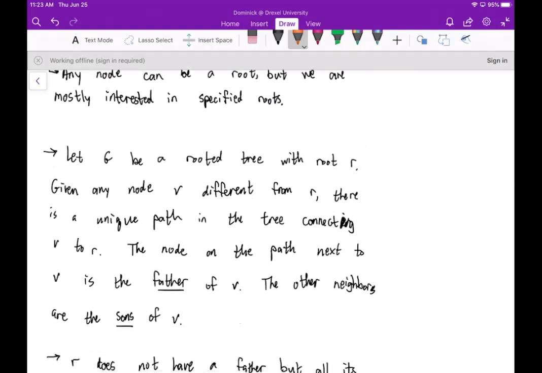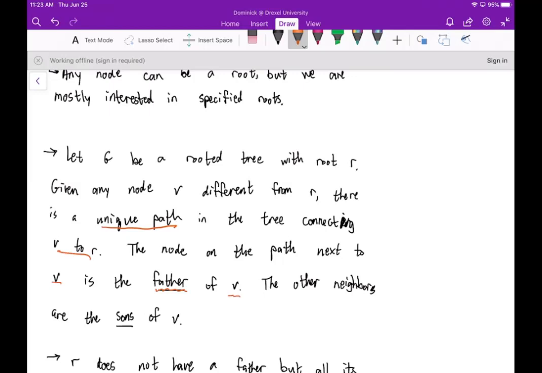Now, just for some terminology here, we let G be a rooted tree with a root R. For any node V that's different from R, there must be a unique path in the tree connecting V to R, right? Because it's a connected graph. Now, the node on the path next to V is considered the father of V, right? And the other neighbors are the sons of V, right?